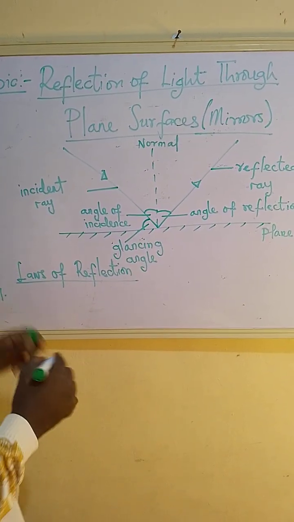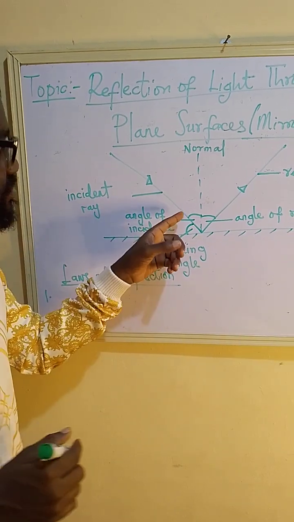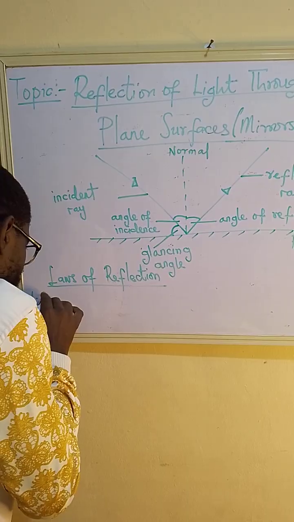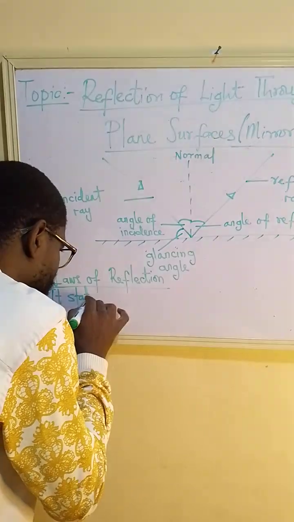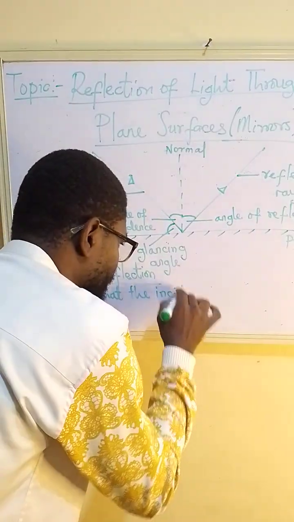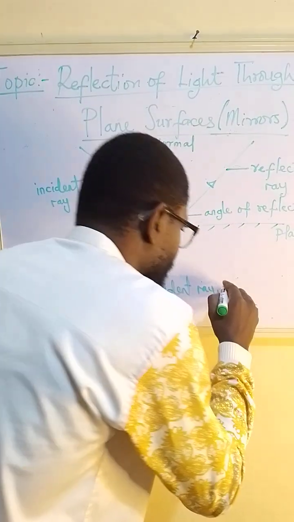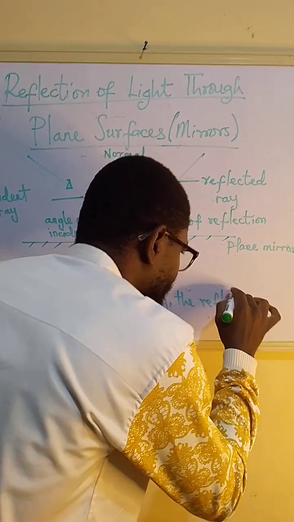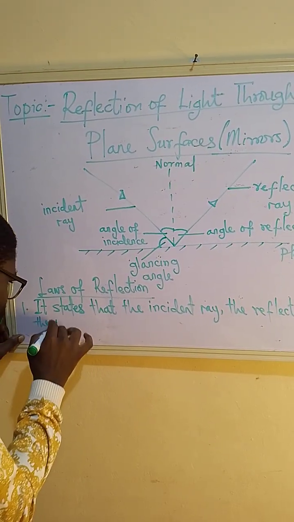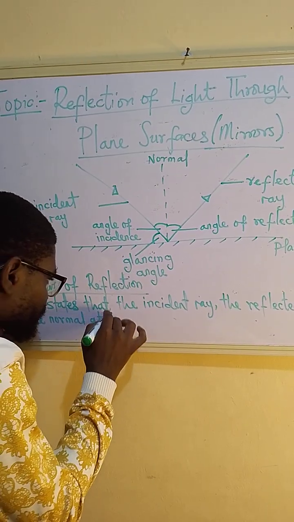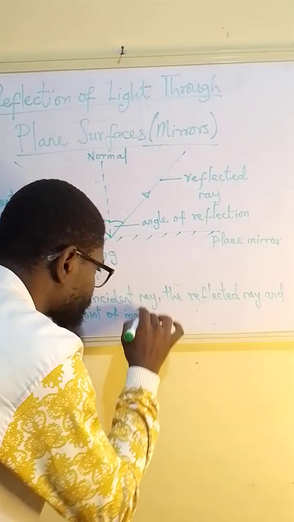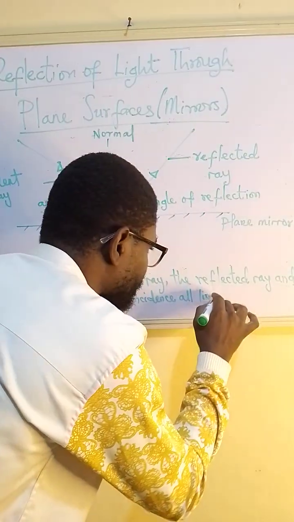The first law of reflection states that the incident ray, the reflected ray, and the normal at the point of incidence all lie in the same plane.